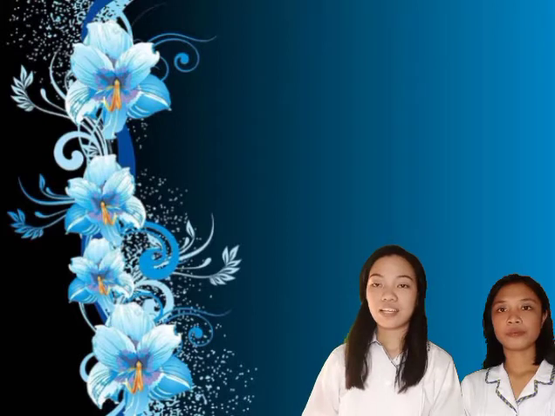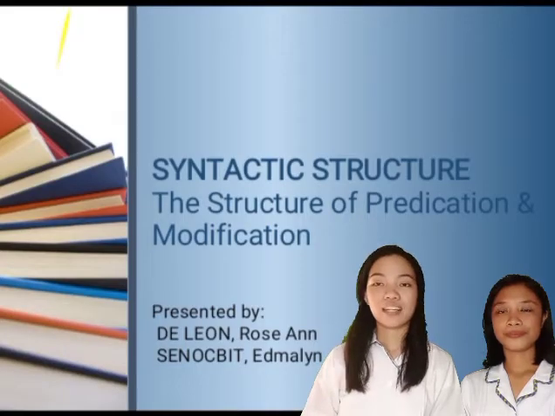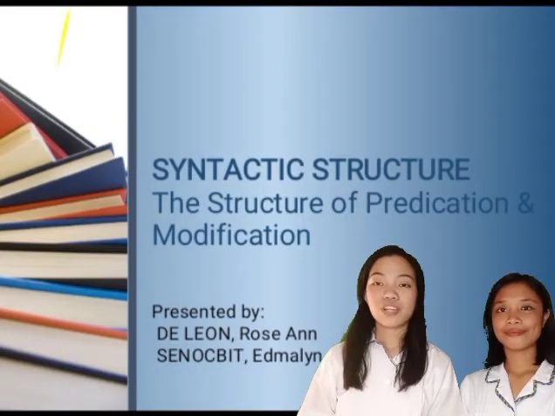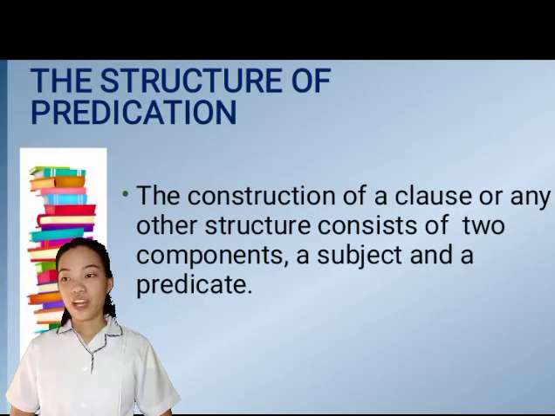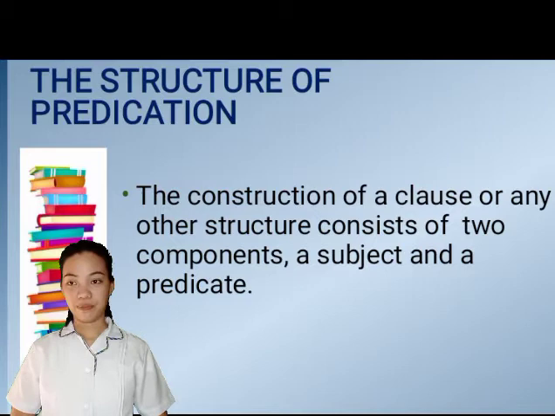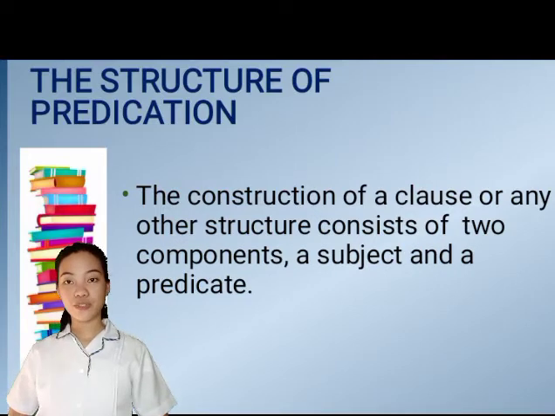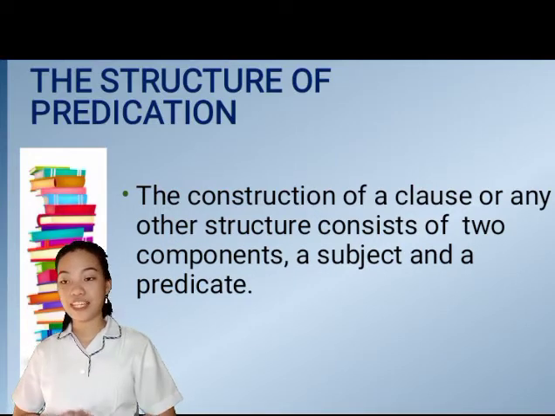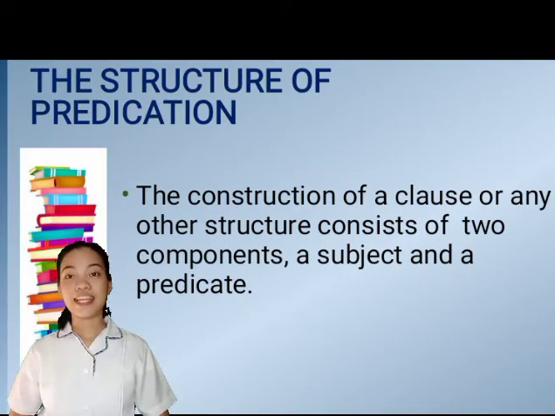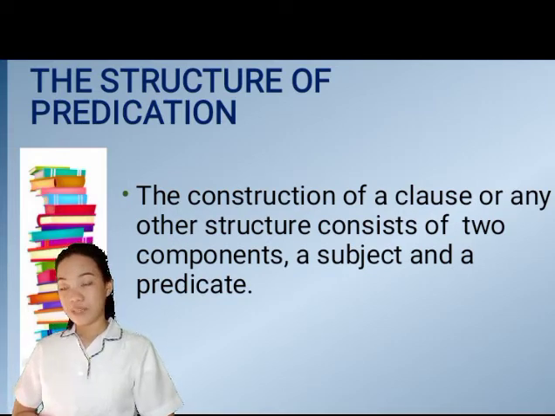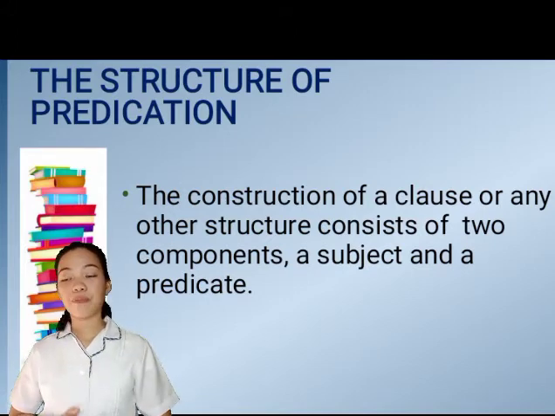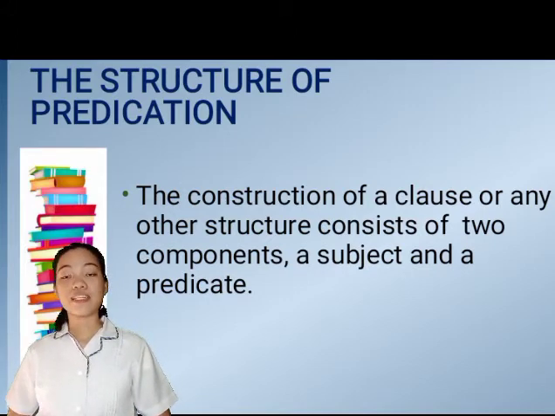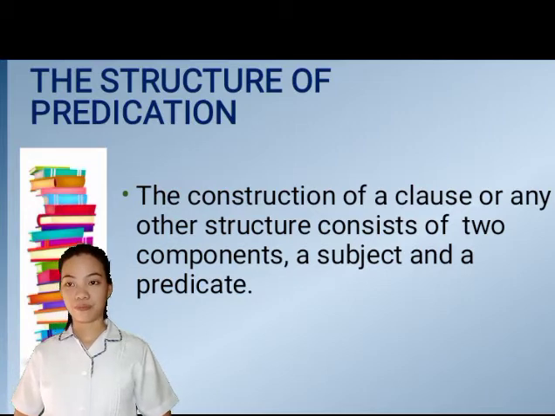The topic we will discuss today is all about the syntactic structures, mainly the structures of predication and modification. We will start off with the structure of predication. The two immediate constituents of the structure of predication are the subject and predicate. That means any sentence, clause, or phrase consisting of a predicate and a subject is in the structure of predication.